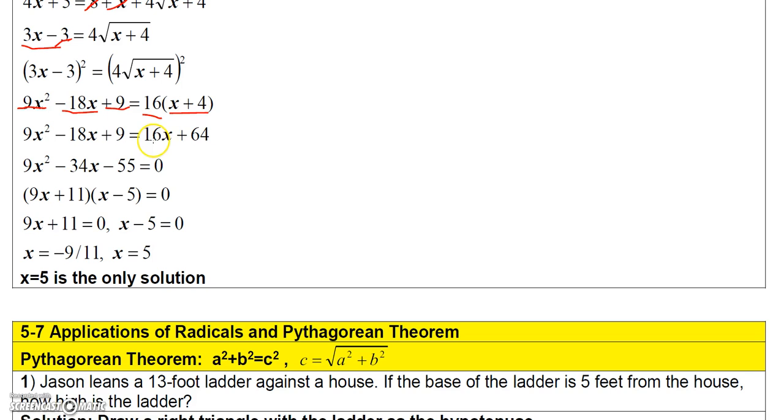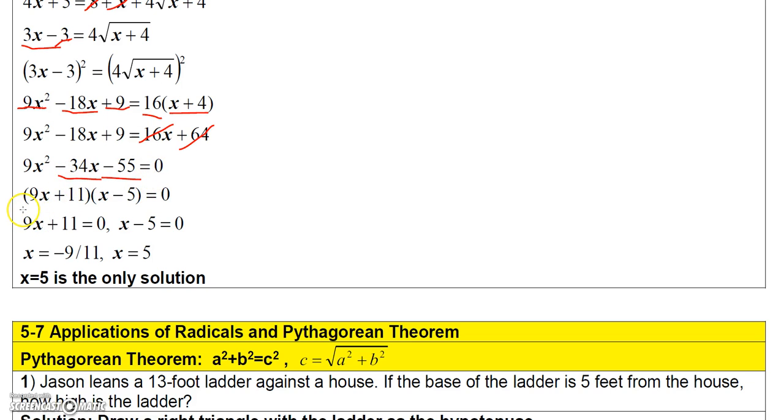Then subtract the 16x from both sides. If I take 16x away from this side, it's just going to cancel it. And if I take 16x away from this minus 18x, it's going to give me minus 34x. Then subtract 64 from both sides. So subtract 64 from the right, and it's going to cancel. And then 9 minus 64 is actually negative 55. And now I've got a quadratic equation equal to 0.